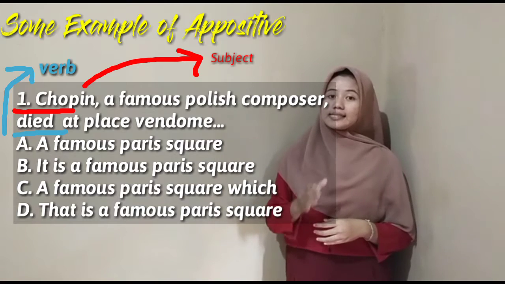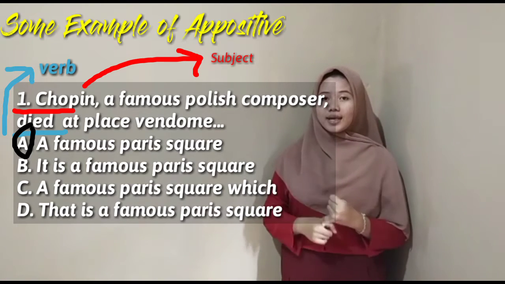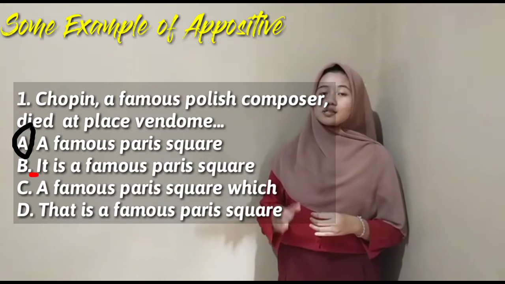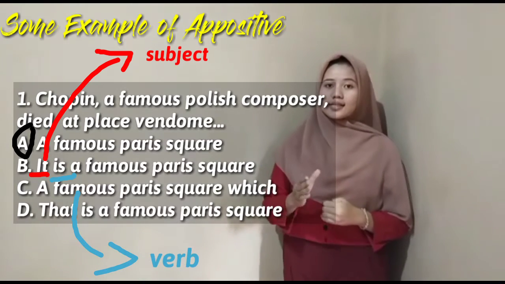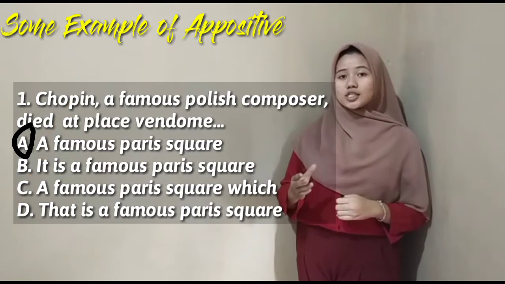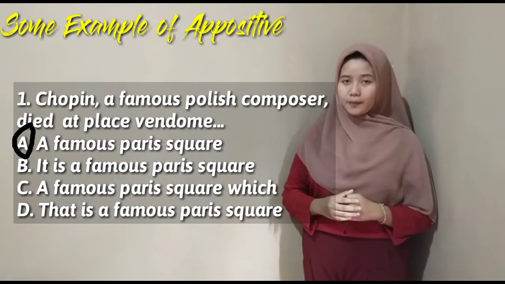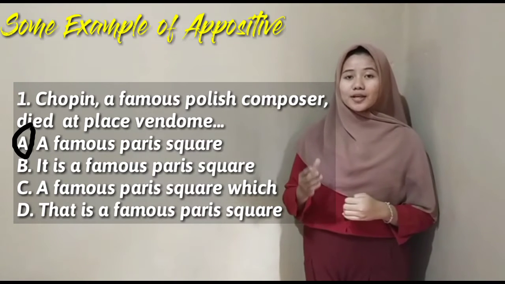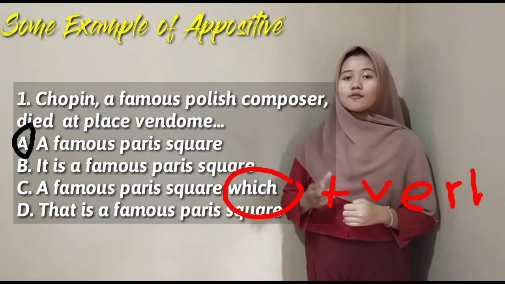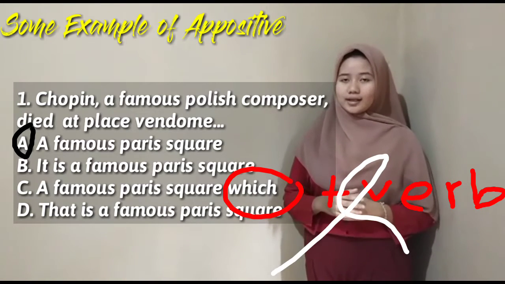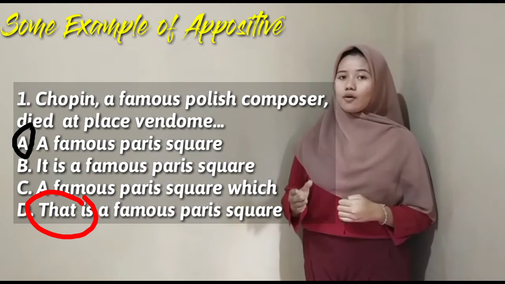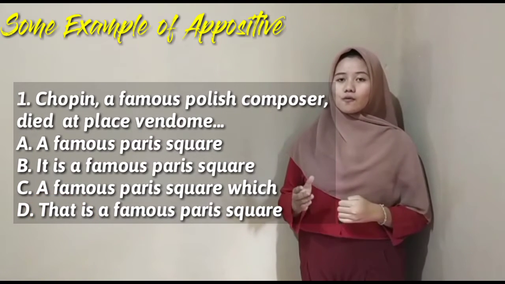The answer is A, because options B, C, and D are wrong. In option B, there is the phrase it is. It is a subject and is is a verb, while in the question there is already a subject and verb. In option C, the pattern used is not quite right, but if which is followed by a verb, it is correct. And in option D, there is the word that. Therefore, it is clearly wrong.